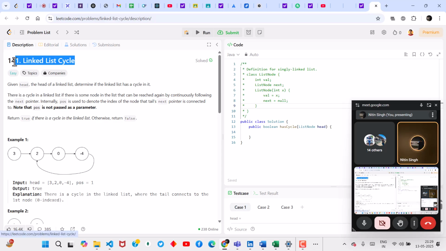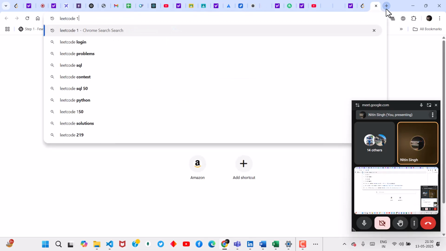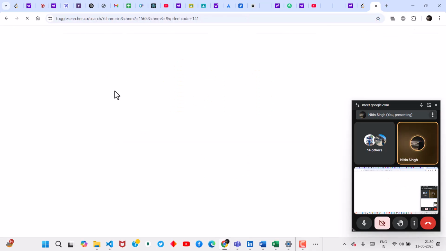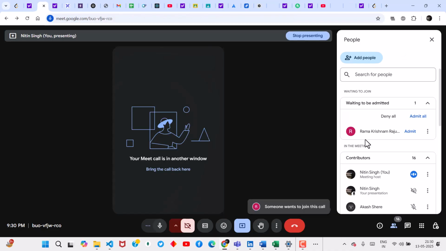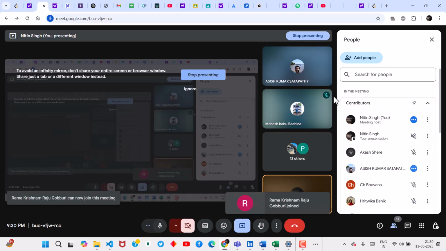Let's say in that video, if I've shared that link, that means I must have gone through this problem in the class only. You just have to type LeetCode 141, and you'll be able to get that question. Just copy the number of that LeetCode question and start with that. Now read the question.